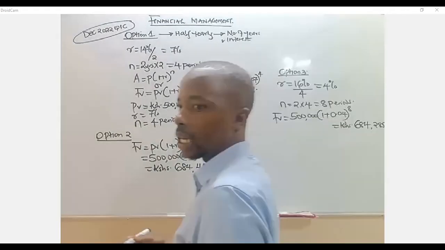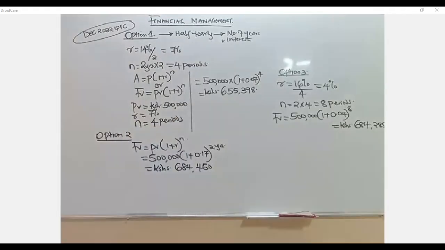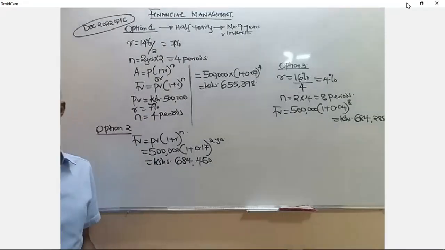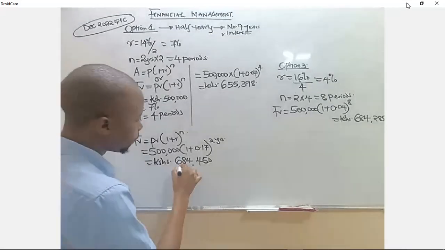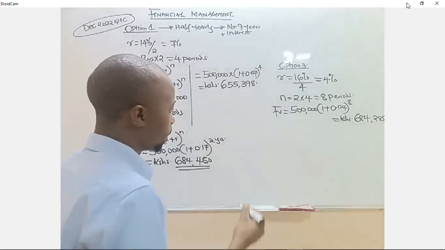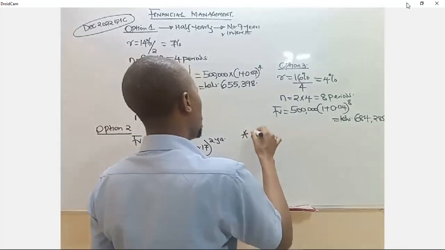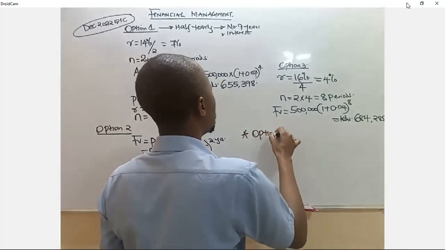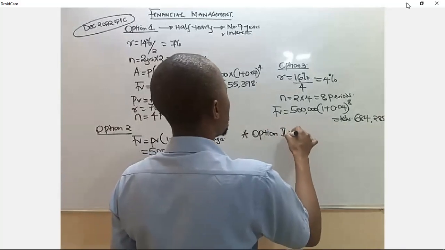684, 285. Swali rahisi. Ukiangaliza option 3, ni gani inatupea the highest return? Right? Ukiangaliza option 3, ni gani inapeana the highest return? I can see it in these ones, 284,650. And I can be able to tell the investor like this. Option 2 is recommended.